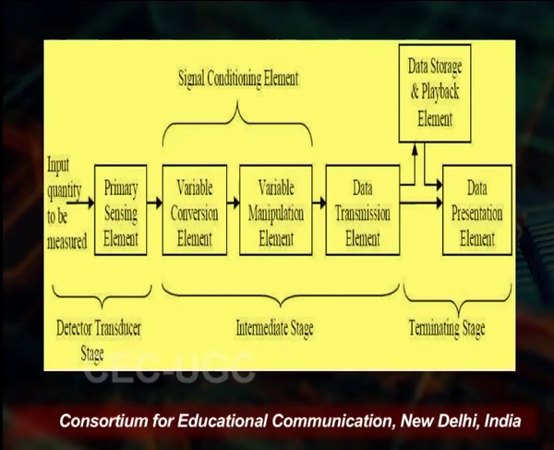After that there is processing, then after that there is an output in the form of data presentation. That data may be stored. So there is another column, where we can store the data, that is the data storage and playback element. We will keep it in between the data transmission element and the data presentation element.